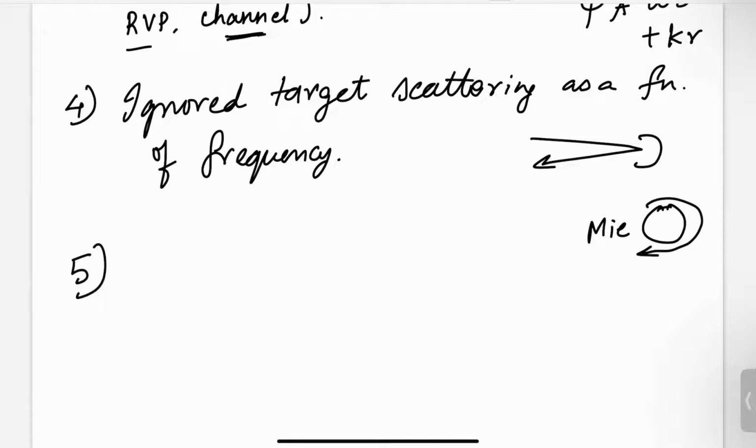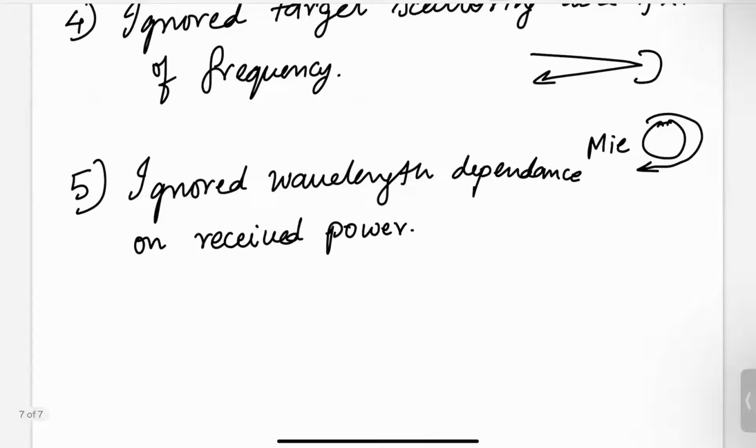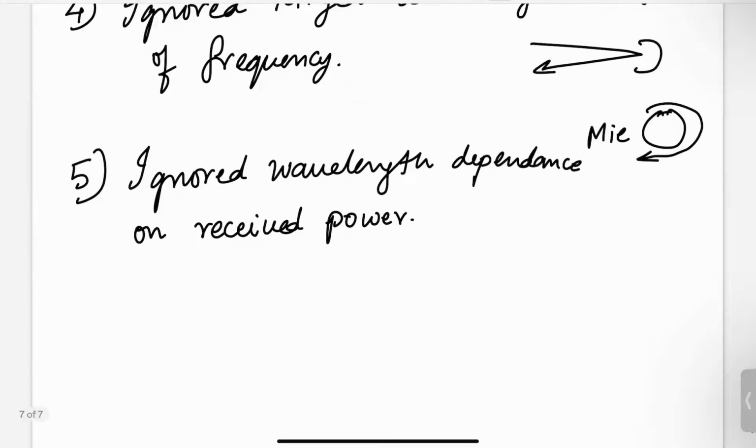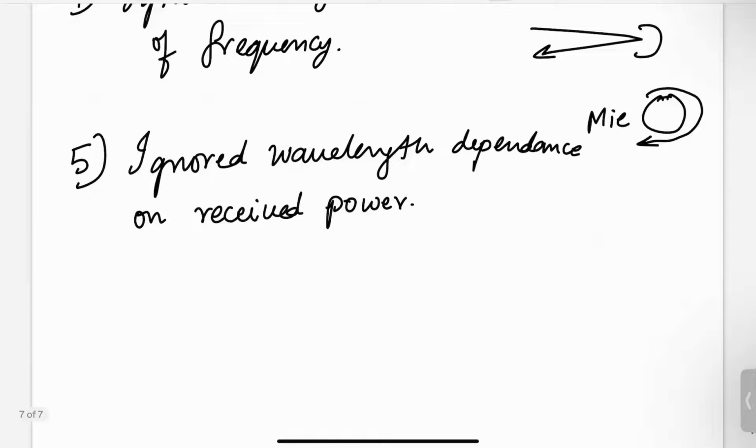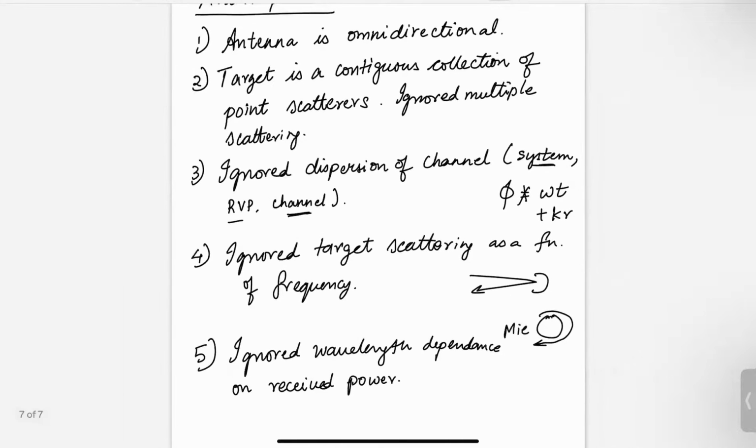Okay. And then one more thing that we've ignored is the wavelength dependence on received power. It's a little bit more subtle, but basically the received power of an antenna is a function of wavelength. It's not independent of wavelength. We'll discuss this a little bit now. So these are sort of the assumptions that we've made. It's important to keep them in mind.